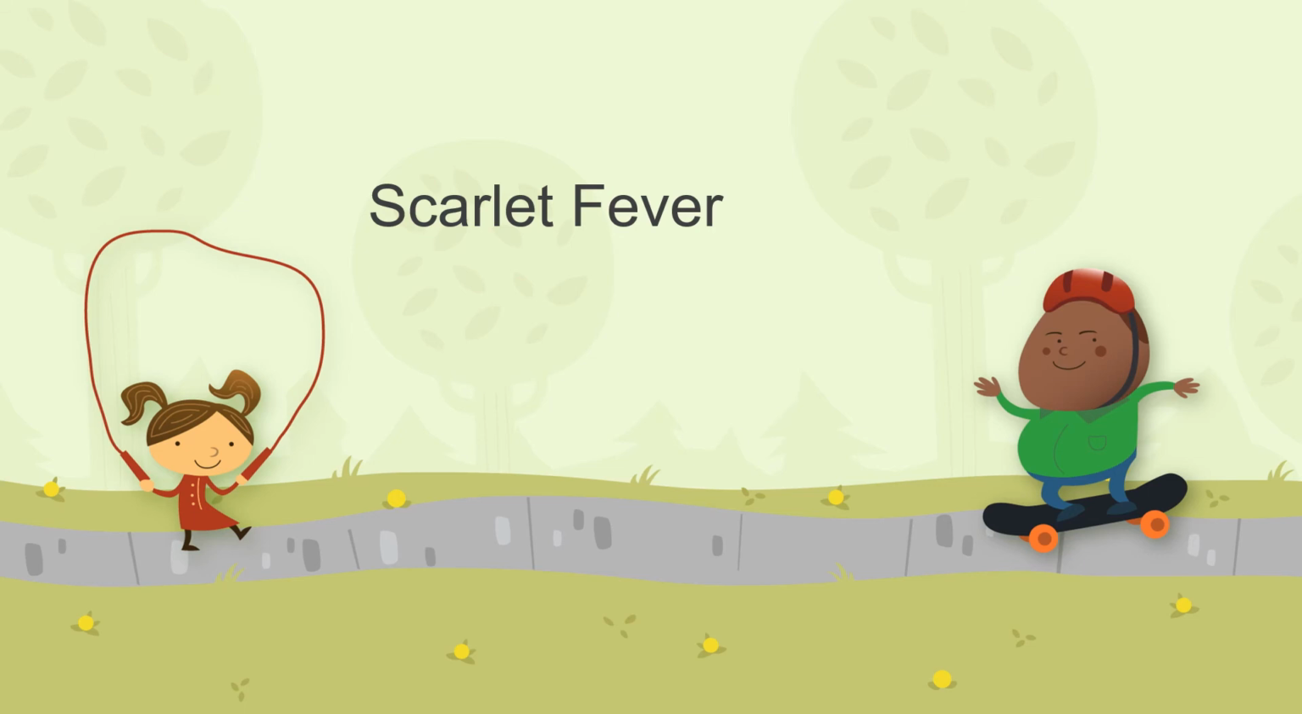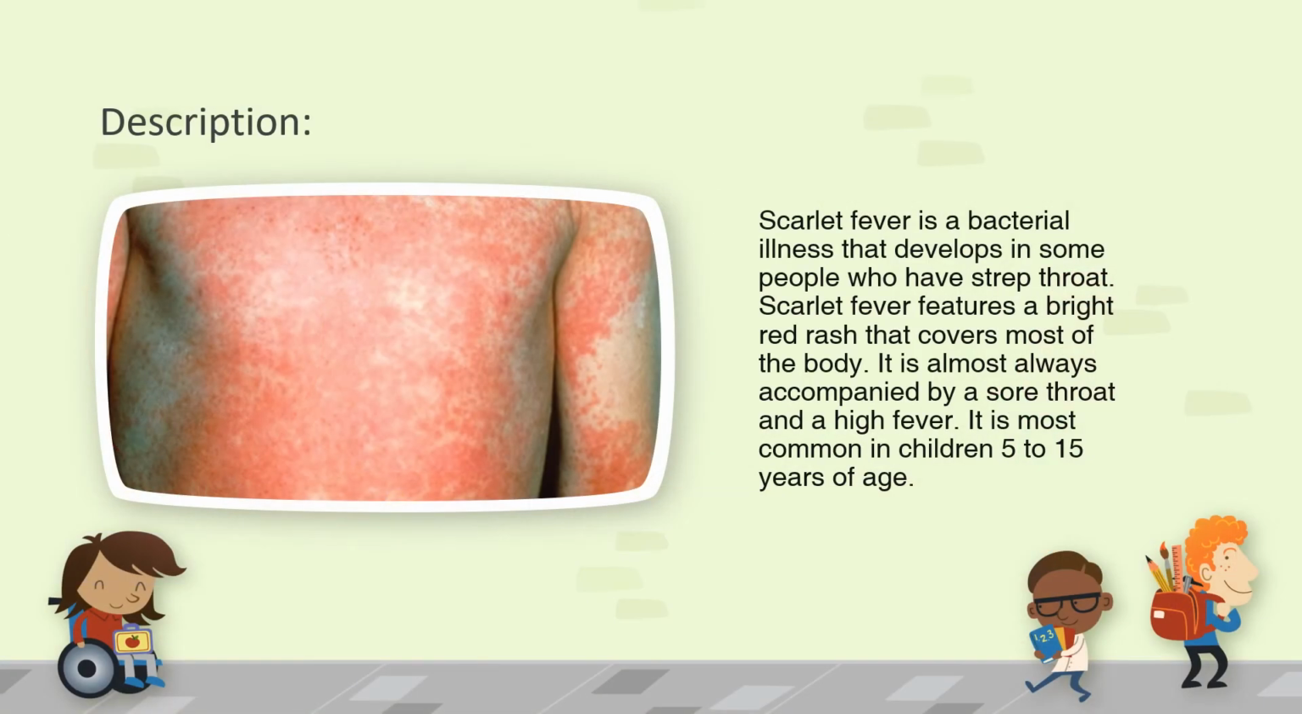Scarlet fever. Description. Scarlet fever is a bacterial illness that develops in some people who have strep throat. Scarlet fever features a bright red rash that covers most of the body. It is almost always accompanied by the sore throat and high fever. Scarlet fever is most common in children 5 to 15 years of age.